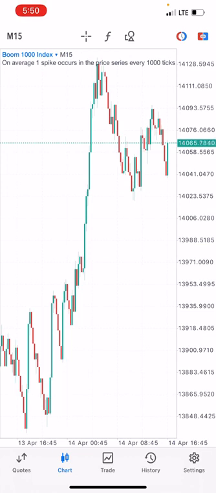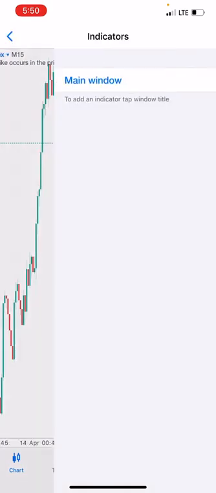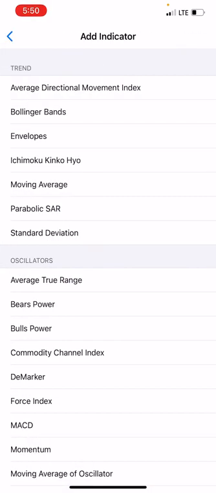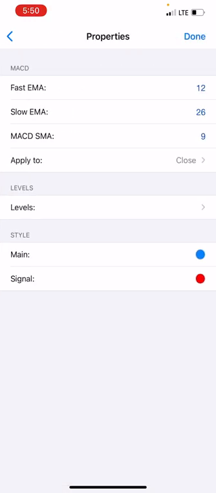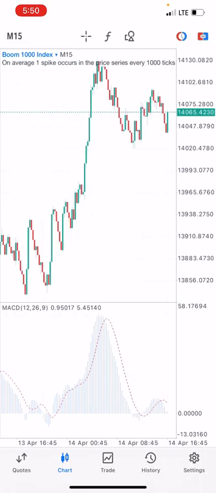Then the two indicators that you need for this strategy: first of all, you will need the MACD. Guys, you know the MACD is a very powerful indicator. You can see the parameters. The fast EMA is 12, the slow EMA 26, MACD SMA 9. Apply to close. The levels, the main blue, the signal red. You click done. This is our MACD. Guys, please pay proper attention and focus on this video. I'm telling you right now, this will be the best strategy ever that you watch.